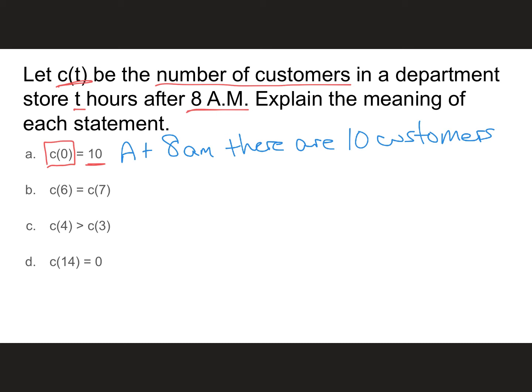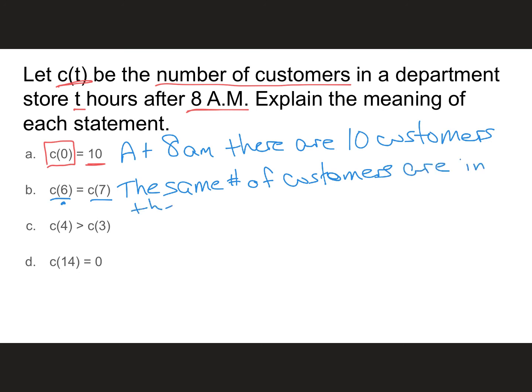So let's look at the next one. B. C of 6 equals C of 7. Well, that means 6 hours after 8 a.m. is 9, 10, 11, 12, 1, 2. So that's 2 p.m. and 3 p.m. The same number of customers are in the store at 2 and 3 p.m. because it says that they're equal.